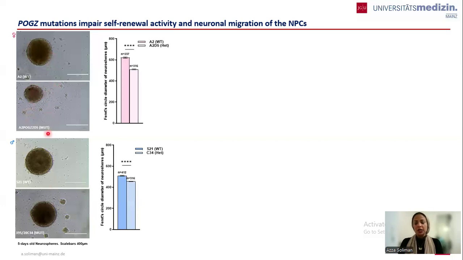And as you can see, in both cases, in the female and male mutant neurospheres, there was a significant decrease in the diameter of the neurospheres compared to the corresponding wild type. The mutant neurospheres were smaller compared to the wild type.